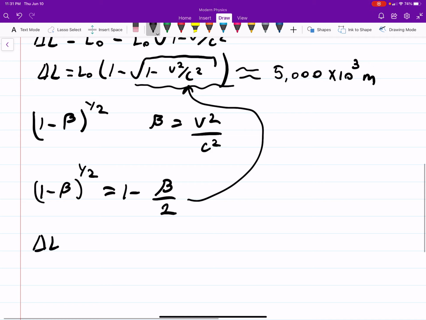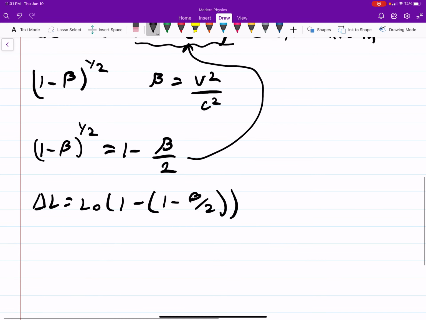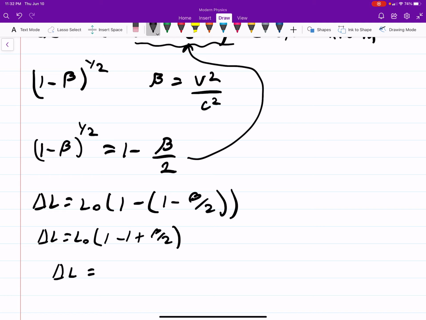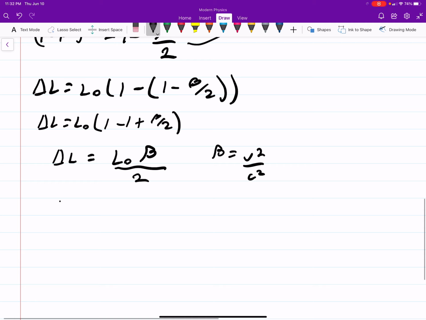and we get delta L is equal to L naught times (1 minus (1 minus beta over 2)), or delta L equals L naught times (1 minus 1 plus beta over 2). Delta L equals L naught beta over 2. And beta is equal to v squared over c squared. So we substitute that in.